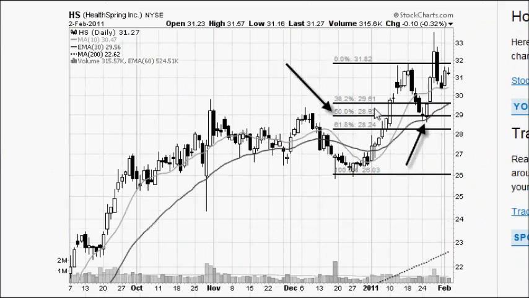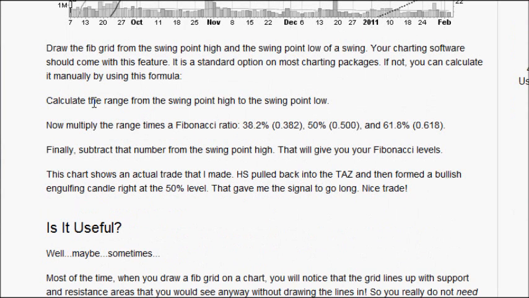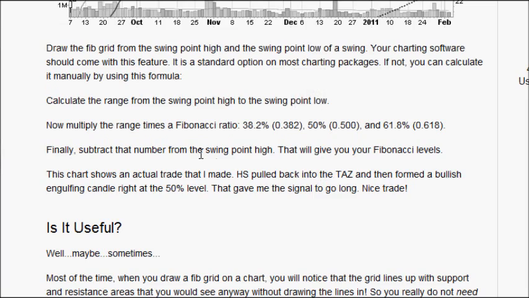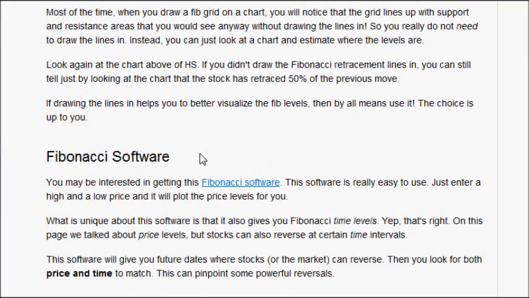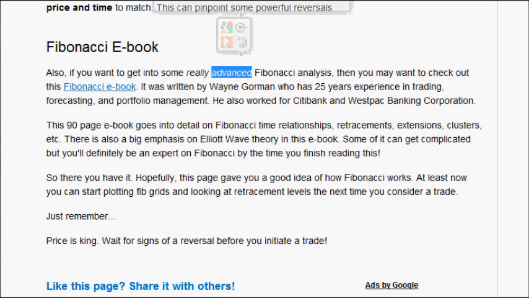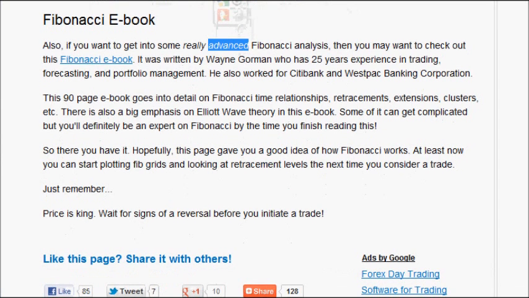So therefore, they talk about drawing the fib guard, and I don't know, they just can't seem to get it. Now this is really, really interesting here where it says Fibonacci ebook. If you want to get into really, oh man, I don't know what this word says. Okay, you can't see it, but you can double click for definition. Is it private or advanced? Advanced.